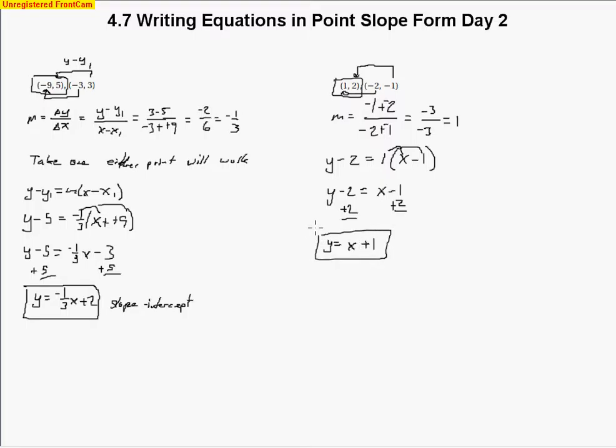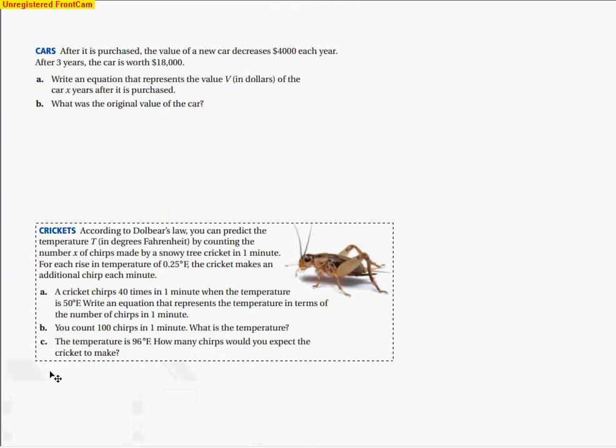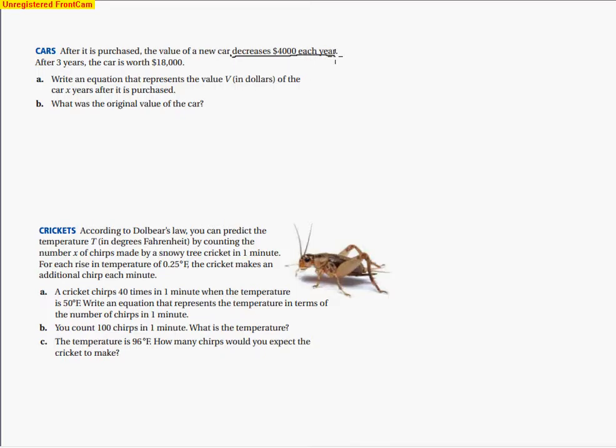So let's take a look at another type of example. And here we have cars. After it is purchased, the value of a new car decreases by $4,000 each year. So whenever we see those units, they're talking about dollars each year. That's a rate of change, and we can see that because it's going down by a certain amount every year. Decreasing means we're taking away, and so this represents the slope. This slope, m, equals negative 4,000. It's negative again because of that word decreases.